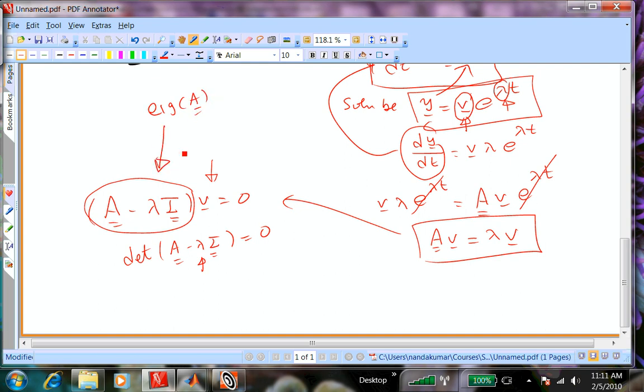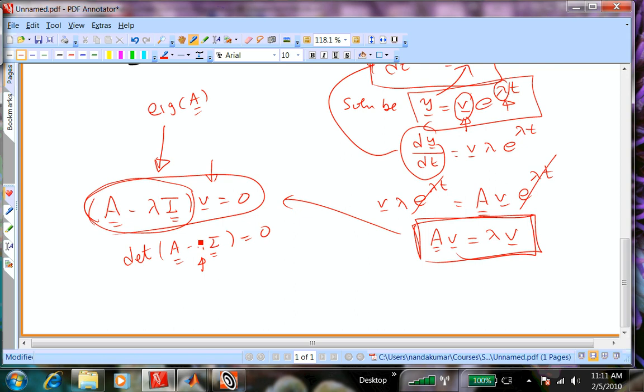So if somebody asks you what an eigenvalue problem is, it is simply: if you give me a matrix times some vector equals lambda times the same vector. This is the eigenvalue problem, written this way or written this way. Okay? And you need to find the corresponding eigenvalue.